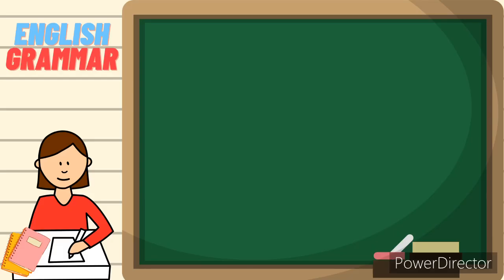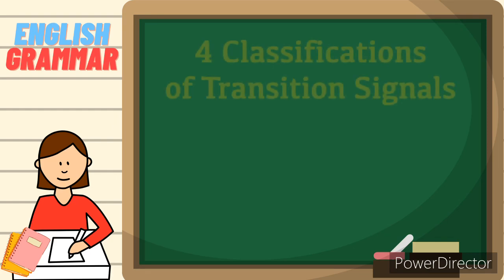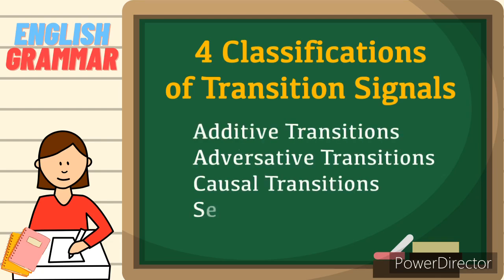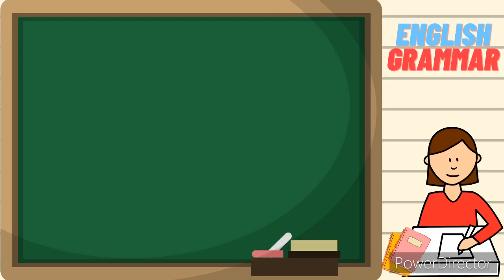In this video lecture, I will share with you 4 classifications of transition signals and some of their examples. These transition classifications are additive transitions, adversative transitions, causal transitions, and sequential transitions. Let's get to know these classifications.